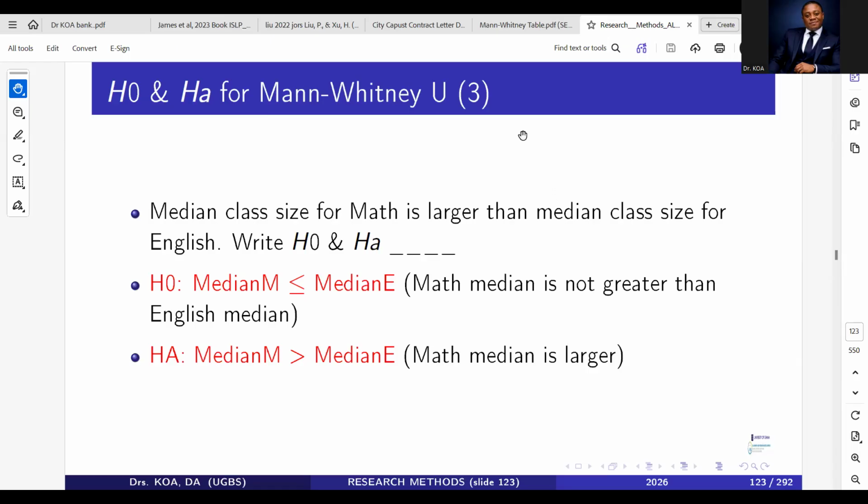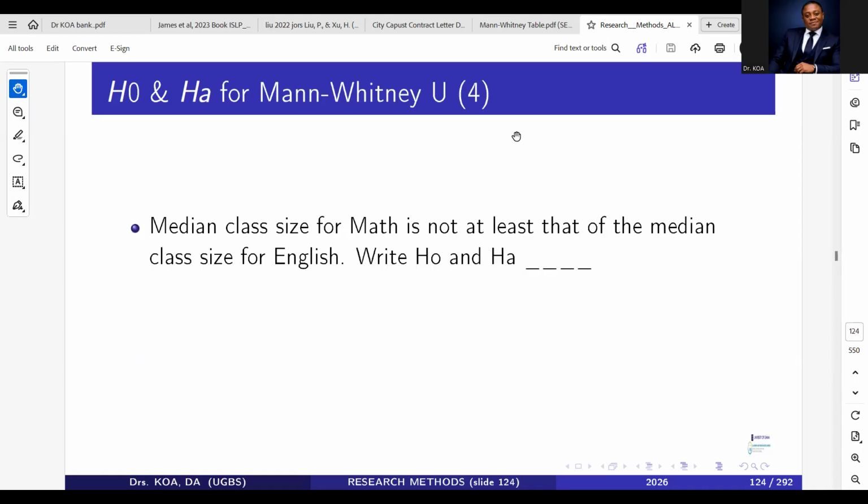So today we have some 2 creme de la cremes here. Let's see whether there's more. Next one. The median class size for maths is not at least that of the median class size for English. How would you have written the null and the alternative hypothesis? Quickly, how would you write the null and the alternative?